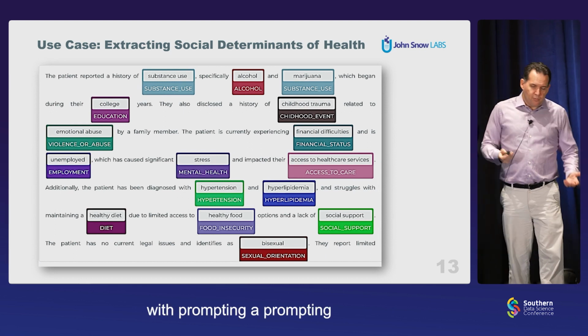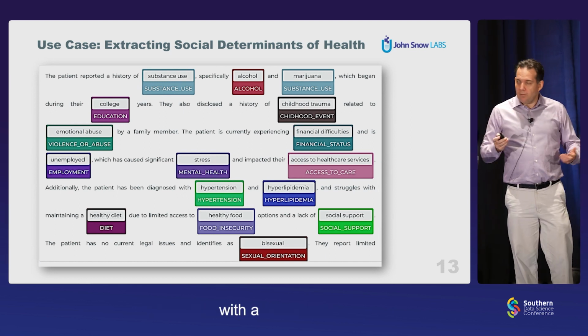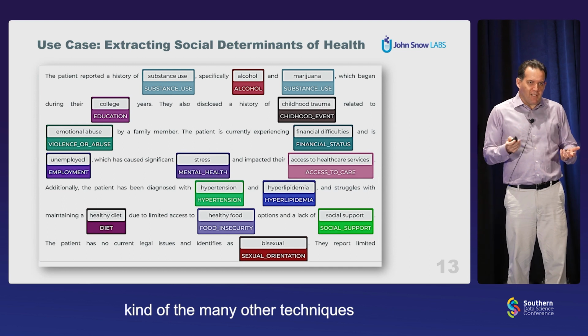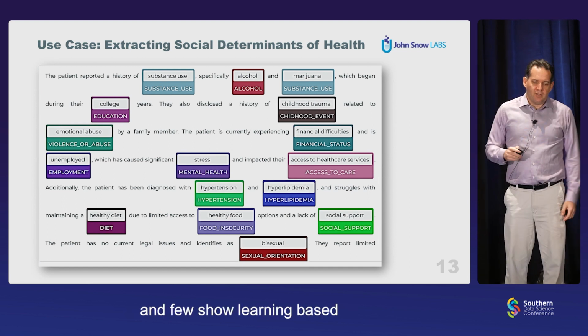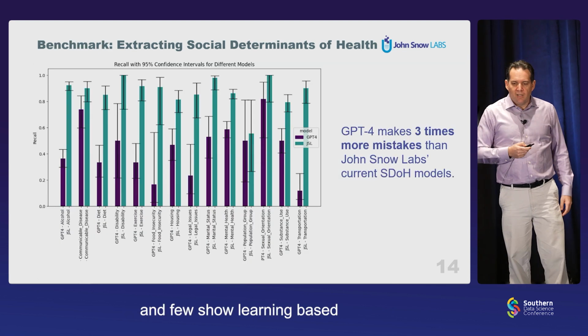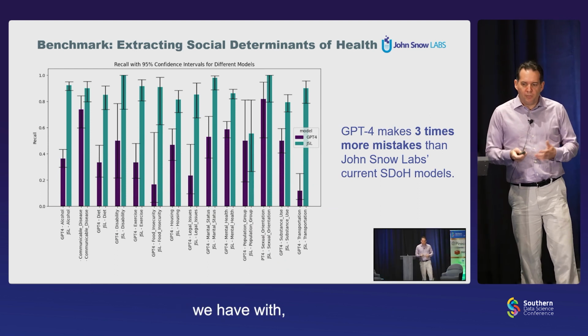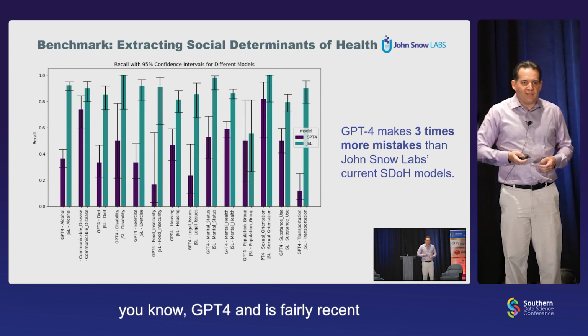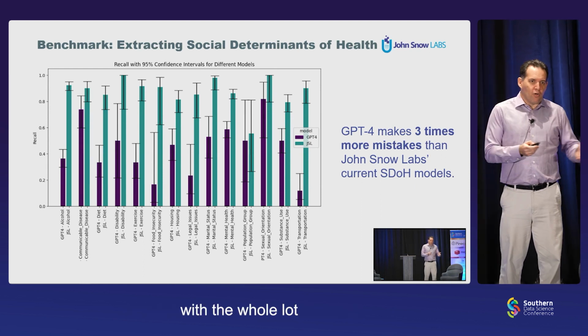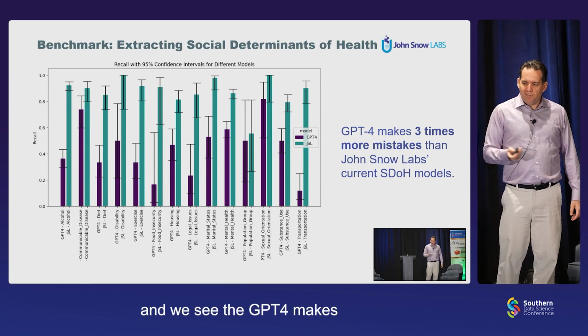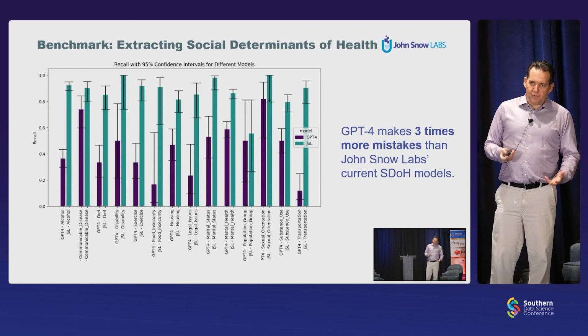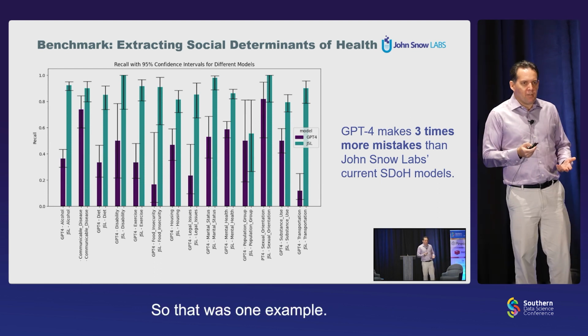And you can do it with prompting, or there are many other techniques, transformer-based, few-shot learning-based, and others. And one of the things we've seen, we've compared the current state-of-the-art models we have with GPT-4, and this is fairly recent, with a whole lot of work on prompt engineering, and we see that GPT-4 makes 3 times as many errors. So that was one example.